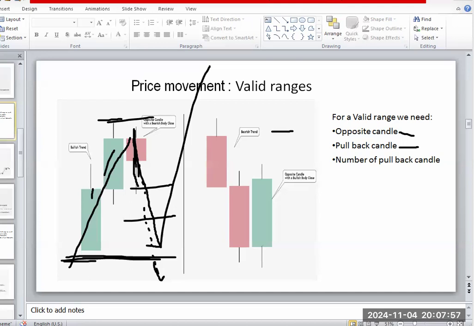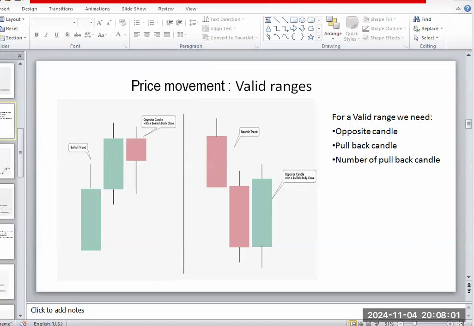So we're going to look at that on the charts as well. Just like we said, we need to have an opposite candle, we need to have a pullback candle, and then we can determine, depending on the time chart, if we're on the 15 minutes chart, I usually use, sometimes one, sometimes two candles to determine the number of pullbacks I need.